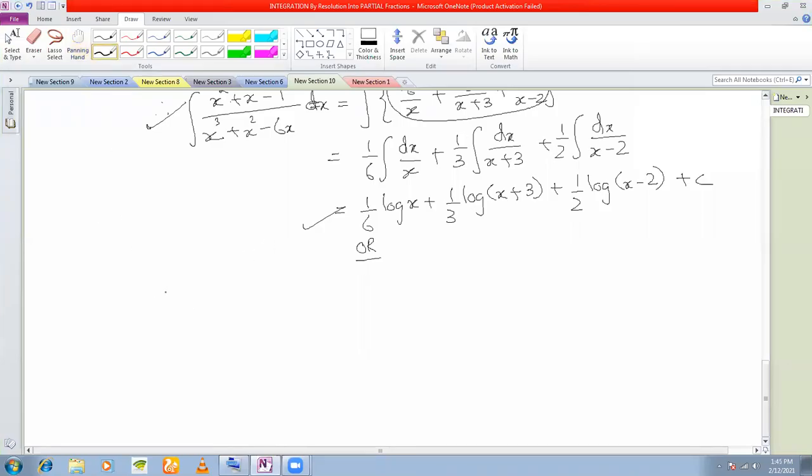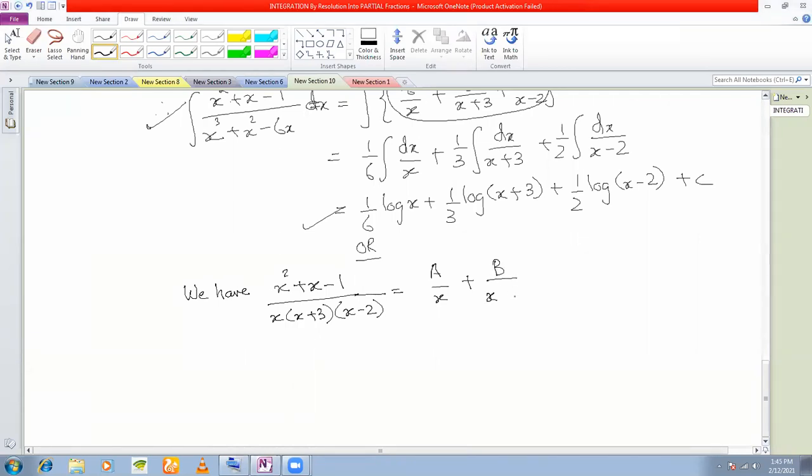I give you another method of finding the value of a, b, and c by equating the coefficients. See that I had taken this as a by x plus b by x plus 3 plus c by x minus 2, right?